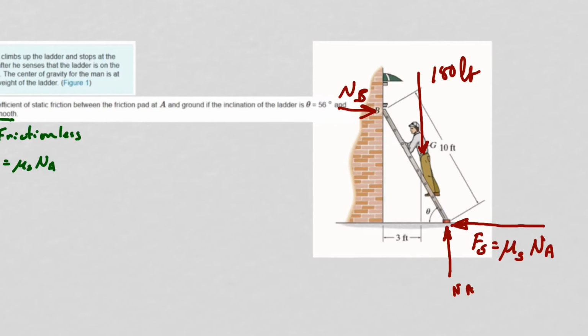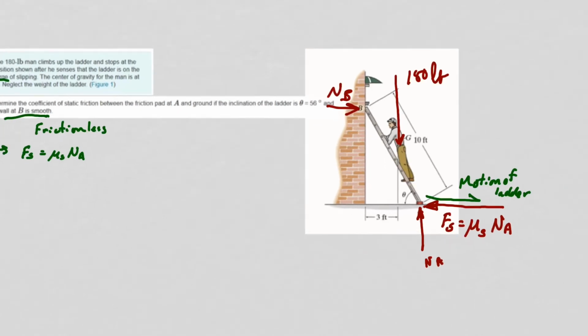So again, our frictional force is opposing the slipping. This ladder wants to slip in that direction, so we are trying to oppose that motion. So that's the motion of the ladder, if it were to slip. Okay? So now let's look at solving this.